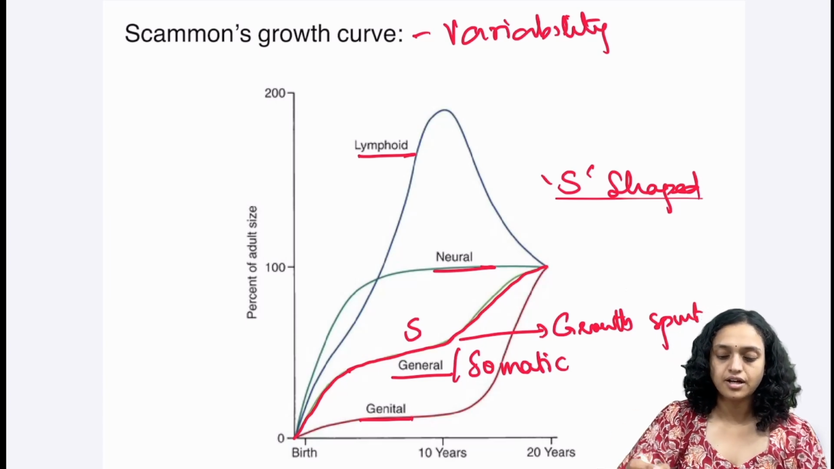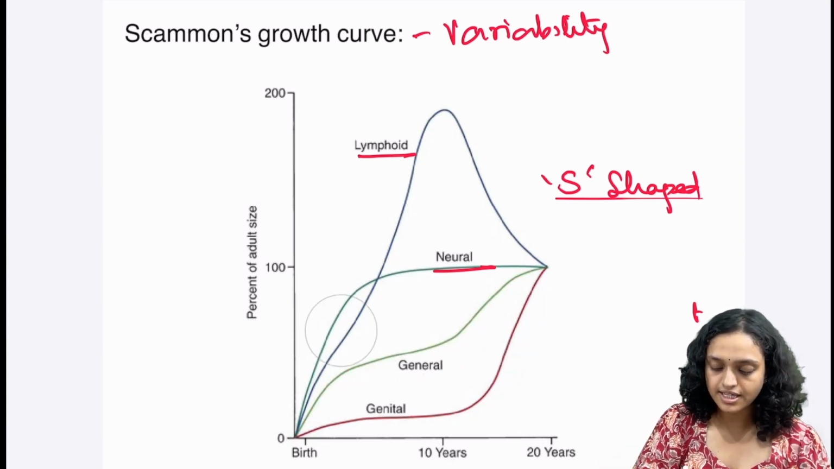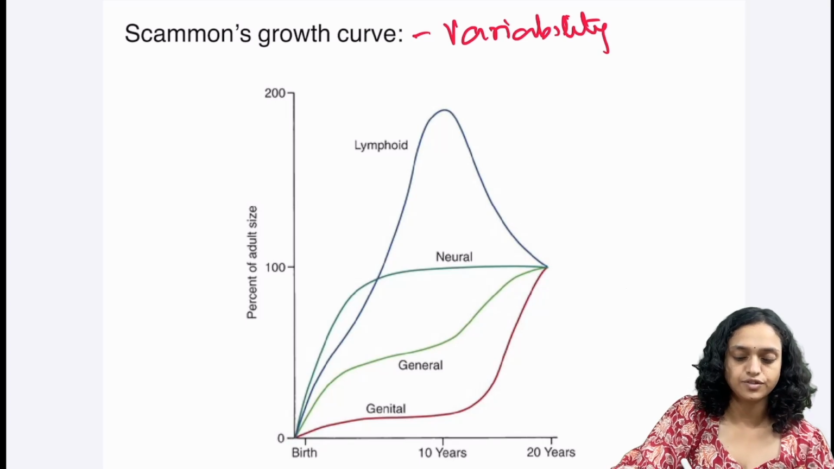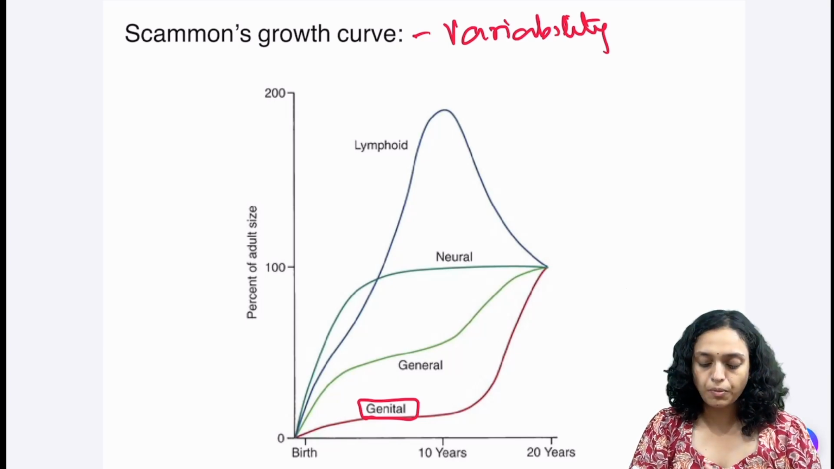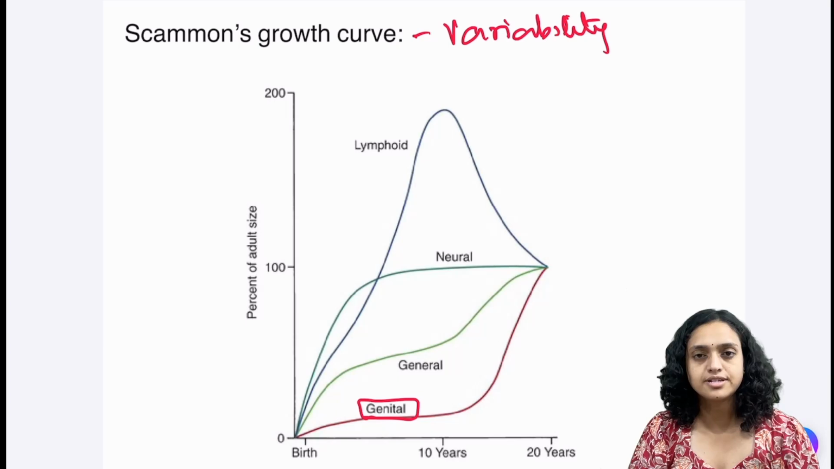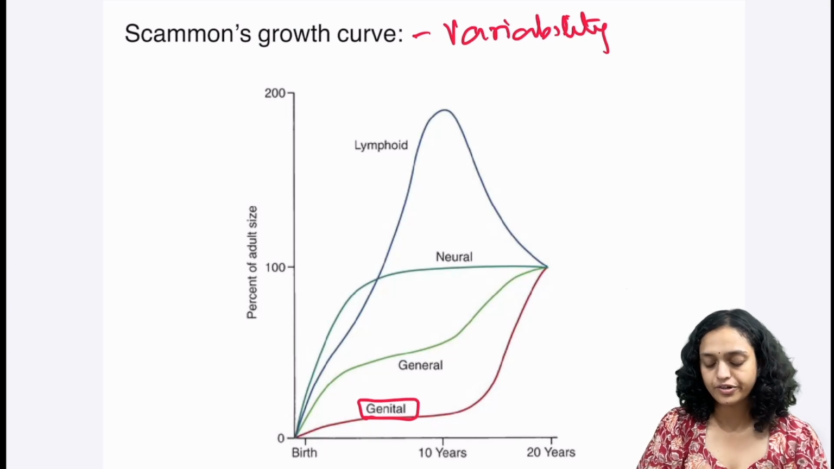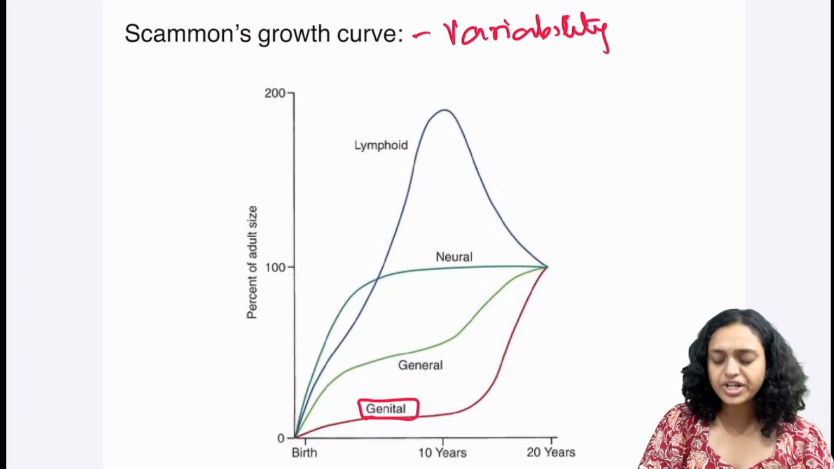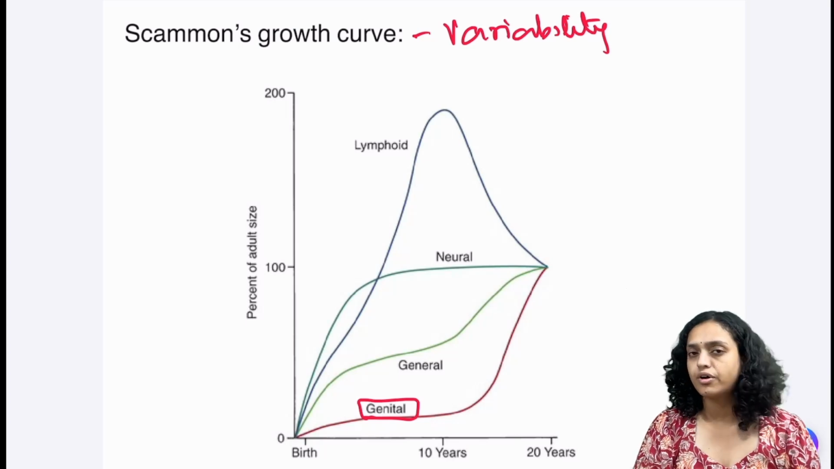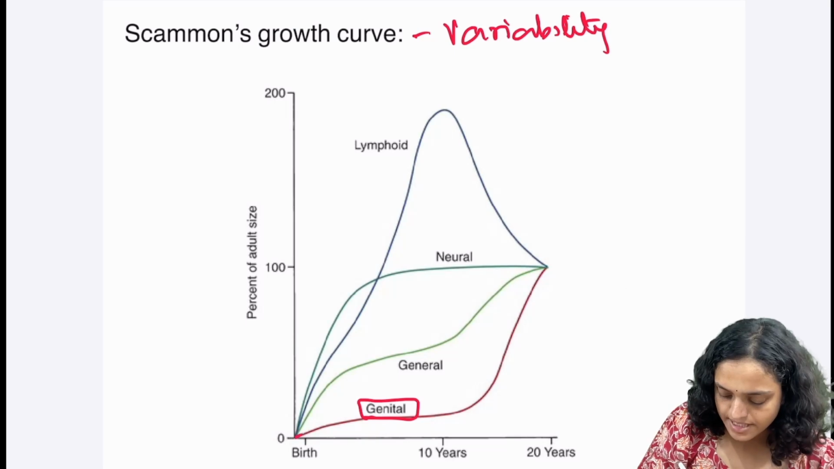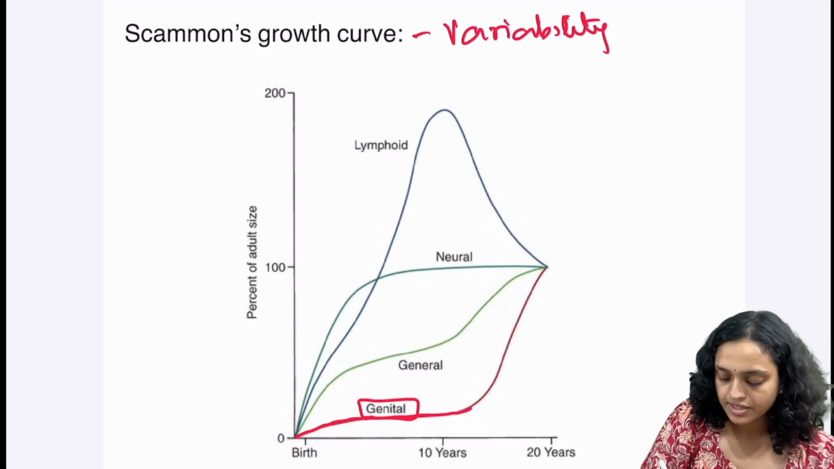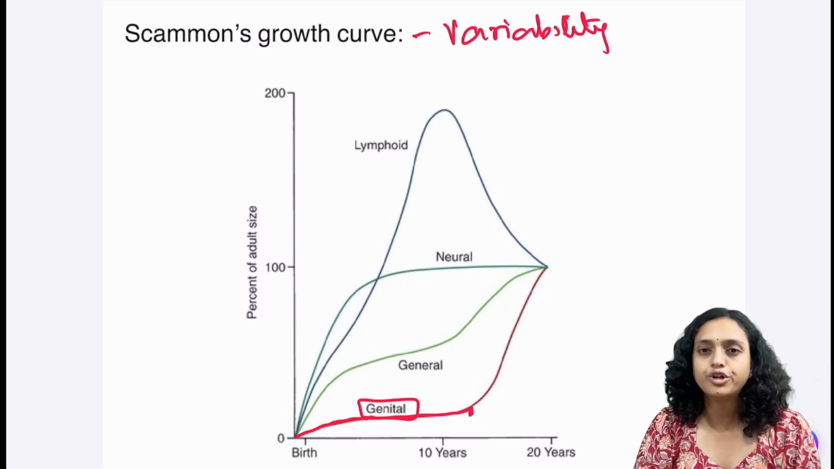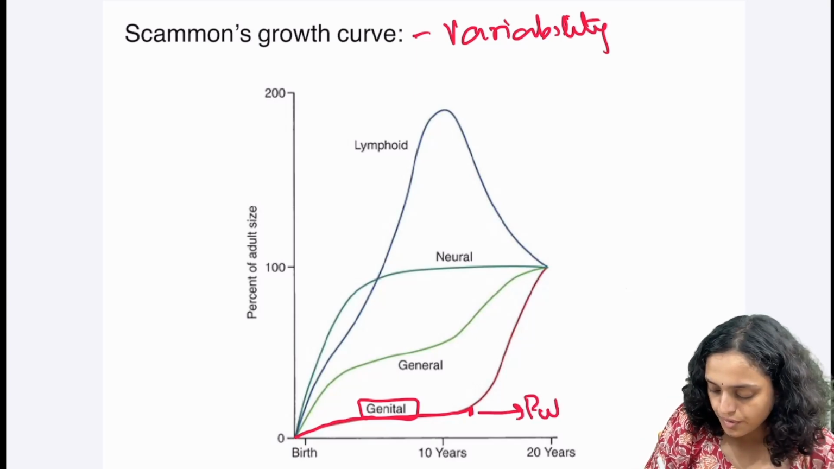The next curve we are going to see is the genital curve. The genital curve is a very important curve because all the genital organs, your testes, your ovaries, your secondary sexual characters, everything is going to follow this genital curve. From birth, the genital organs do not develop rapidly. There is a plateau from birth till close to your growth spurt, which is your puberty. This point is your puberty, around 13 to 14 years.